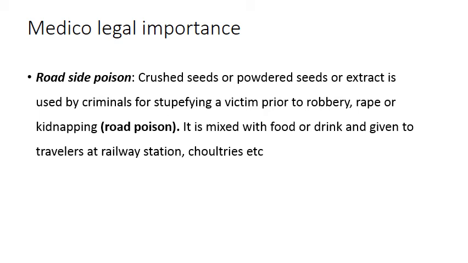So the crushed, powdered seeds or extract of these seeds may be used by criminals for stupefying a person. These are mixed with food or drink, and they are given to travelers at railway stations or chowdhuries. After consumption, the victim usually goes into a sleep-like state, and the person may be robbed of his property, or the person may be raped if the victim is a girl, or the person may be kidnapped. Hence it is commonly called a roadside poison.